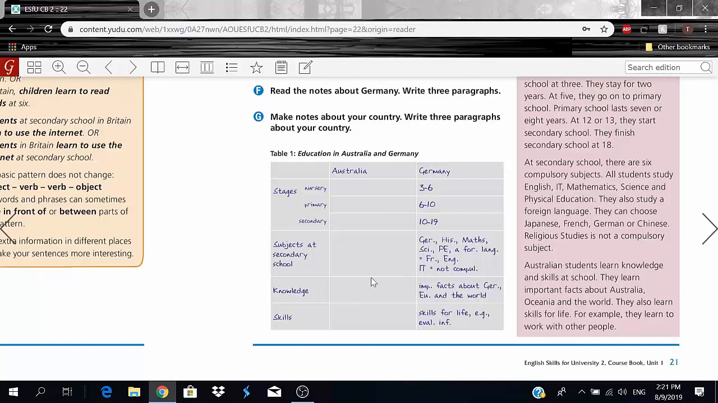Okay, guys? So that was it. You can always make notes about your own country and write 3 different paragraphs based on them. I'd advise you to do that as well. And based on these notes, you can make your own sentences. Any 3 sentences or paragraphs will do. Okay, you guys?